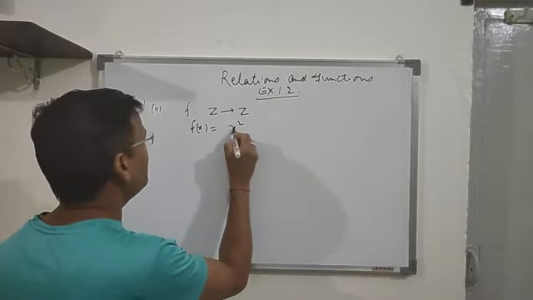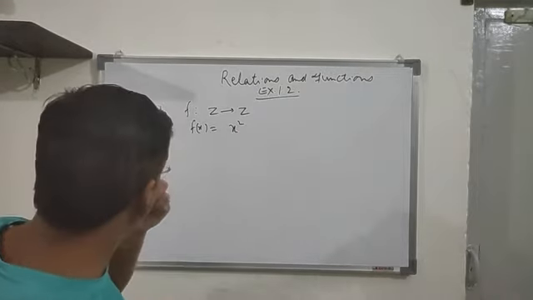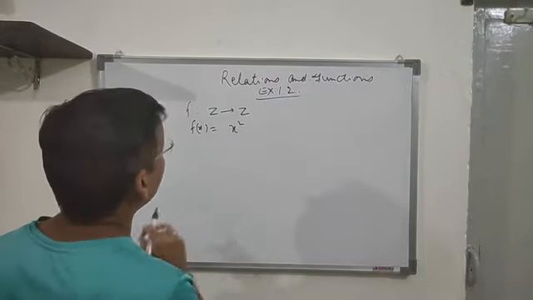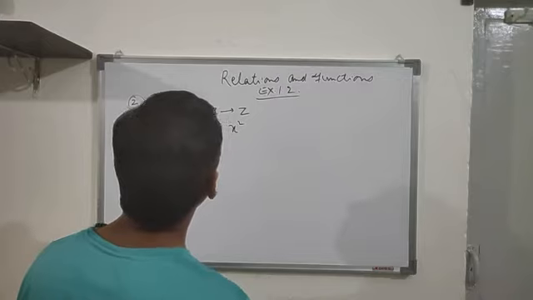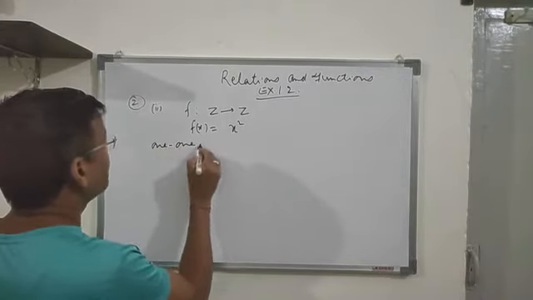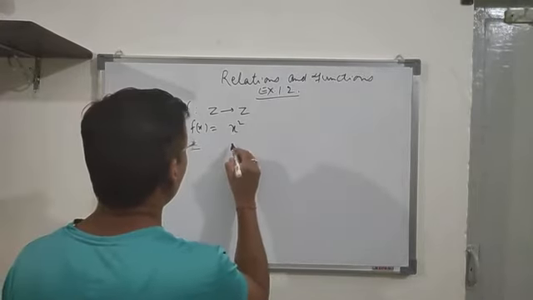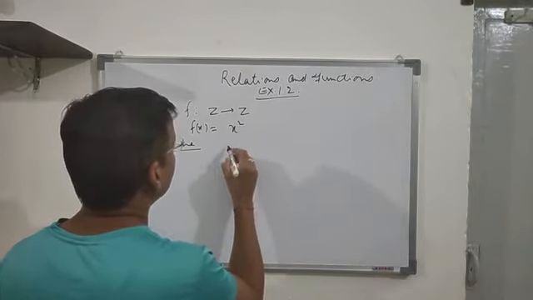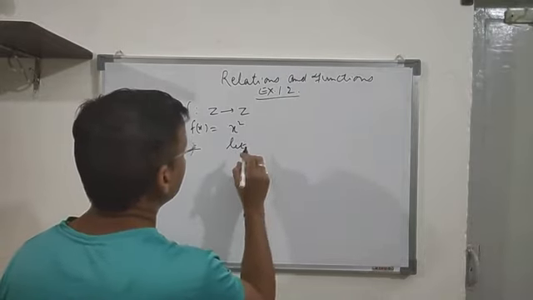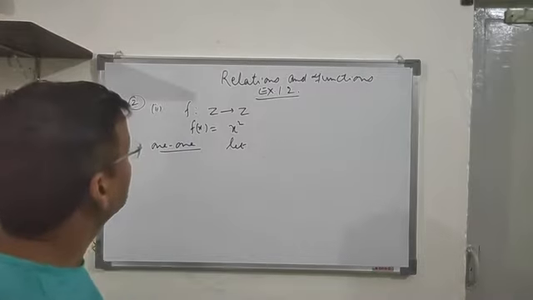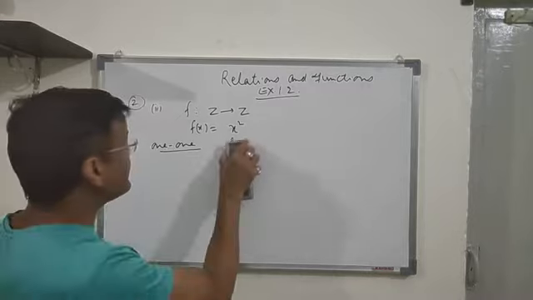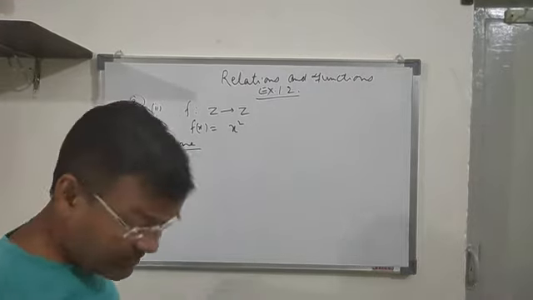Let's discuss it first of all. You have to write on your own. So f(x) equals x square. Let's come to the one-one part. Let us assume, whether it is one-one or not. One-one means distinct elements must have distinct images.